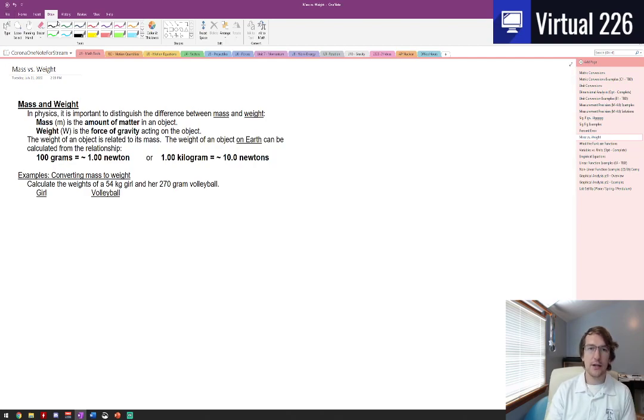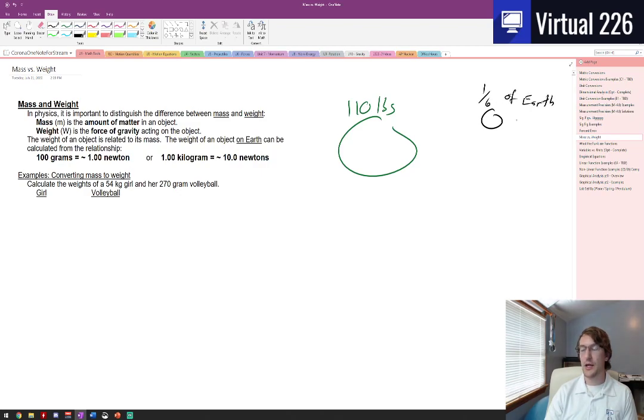That's why, if people are talking about your weight on Earth, and you say, oh, I weigh 110 pounds, then if you went to the moon, your weight would be much less. Your weight on the moon is actually about 1/6 that of Earth, because the moon is much less massive and there's less gravity there. We'll talk about gravity later on in the year, exactly what makes it up, and how mass deals with gravity.